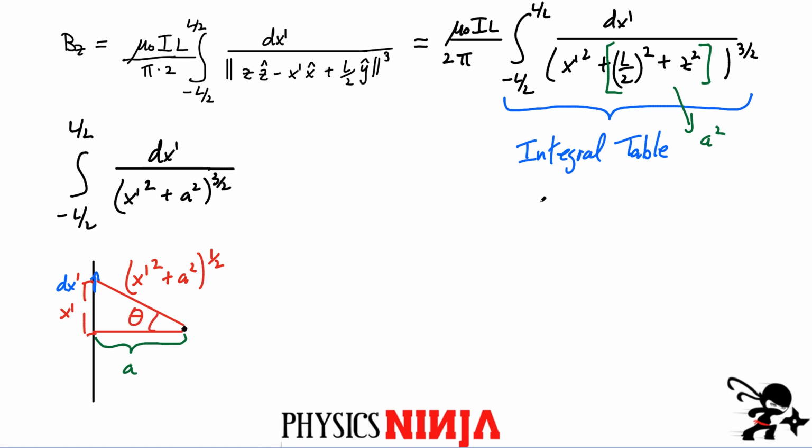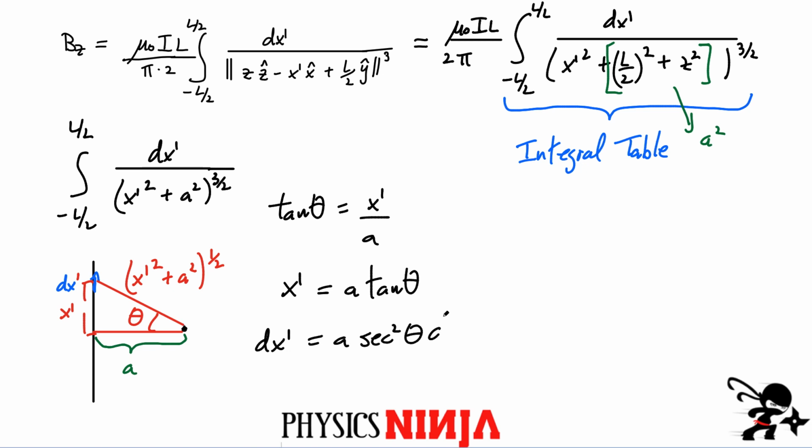So if you call this theta, automatically you can write tangent of theta is x prime over a. That means x prime is a tangent of theta. If you want to do the substitution, you need a little element dx, so you can take the differential. a is a constant. The derivative of tangent of theta relative to theta is secant squared of theta d theta, so I can substitute that in over here. What else? What's this term over here? Well, x squared, I can substitute in over here.